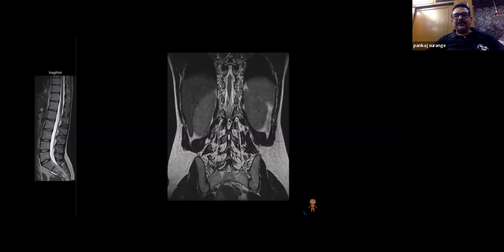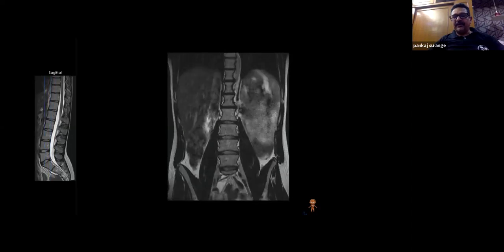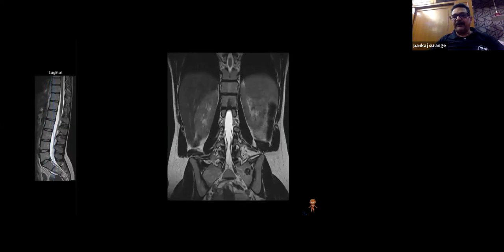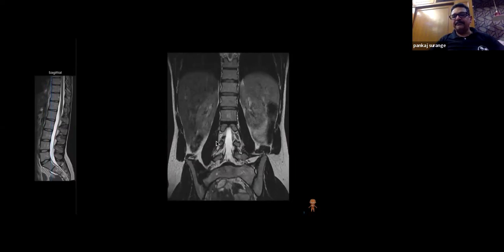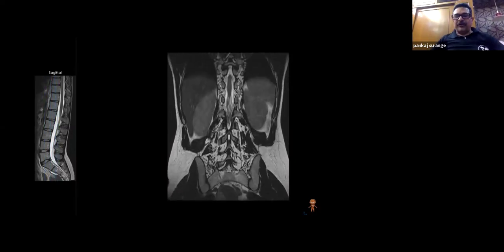Okay, so this is the coronal section. As we go from posterior to anterior, we start seeing all the nerves, and we can follow their nerve roots, how they reach their respective foramen, and how they exit out of their foramen. Okay, understood? So what is the significance of coronal sections?